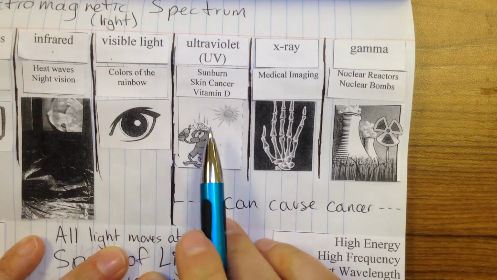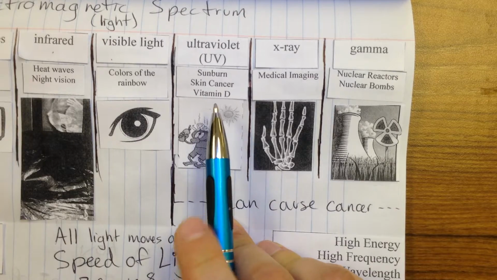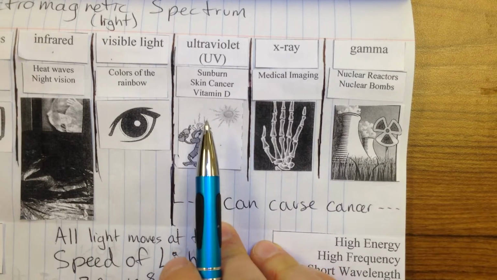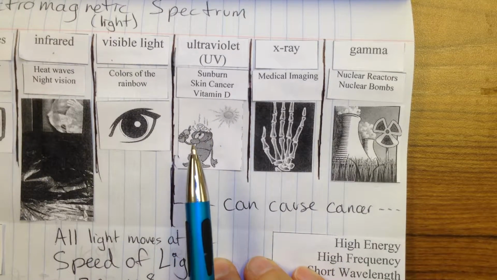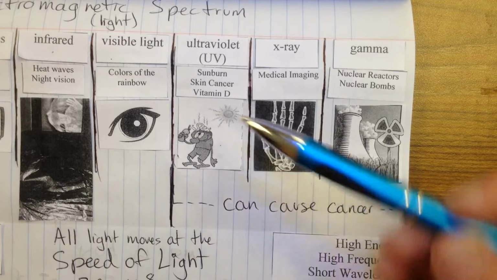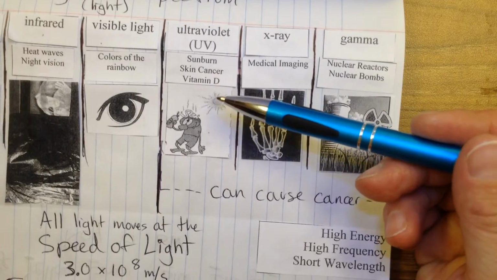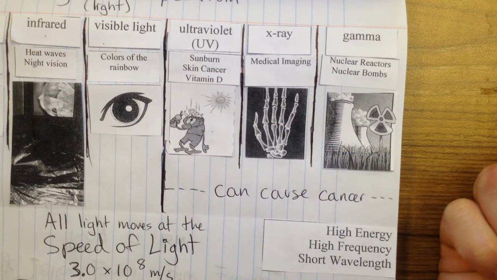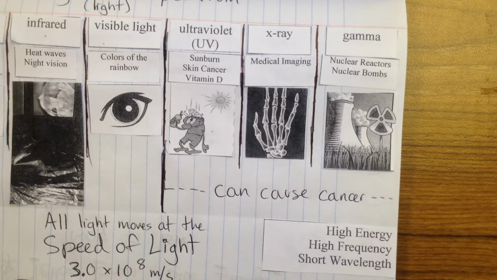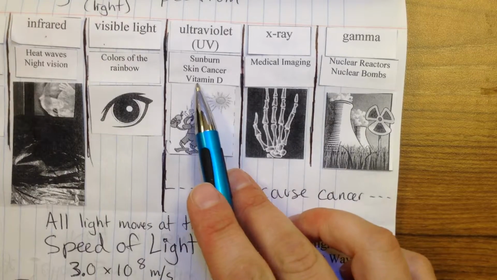Ultraviolet light can give you skin cancer, but it can't give you liver cancer. It can't give you intestinal cancer because that radiation only has enough energy to get skin deep. Does that make sense? It only goes as deep as your skin and then it stops. So it can give you skin cancer.